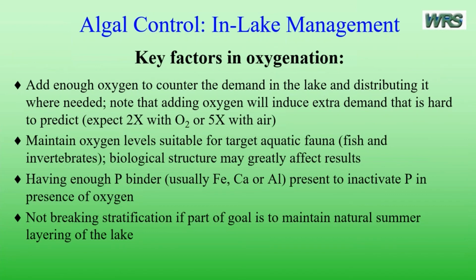Key factors in oxygenation: you've got to get enough oxygen to counter the demand and that induced oxygen demand along with it. You've got to maintain the levels suitable for the target aquatic fauna, or high enough that it doesn't let the chemical reactions occur that you're trying to avoid. And that number is about 2 milligrams per liter. For fish, you want something more like 5 milligrams per liter. You've got to have enough phosphorus binder present naturally, iron, calcium, or aluminum, whether you're putting it in or it's naturally there, for it to bind up the phosphorus. And you don't want to break stratification if that's part of the goal.